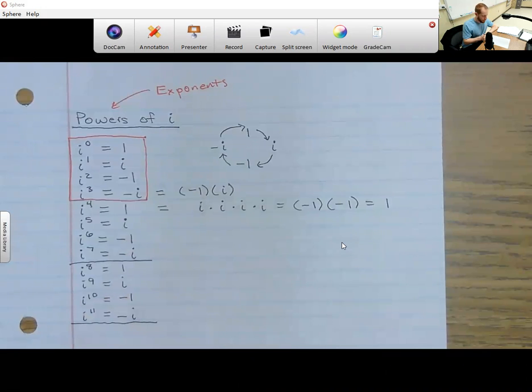So how do we use this in practice, right? Like how do we find i to a certain power? Well, let's try this one right here.